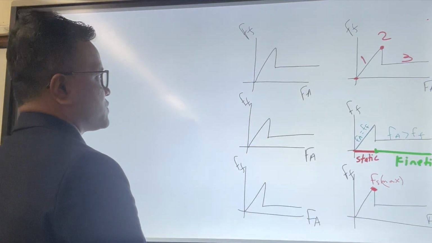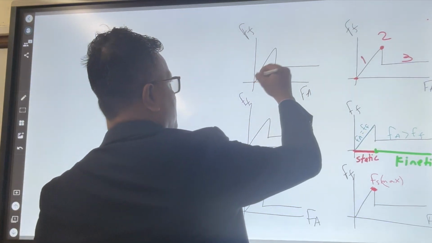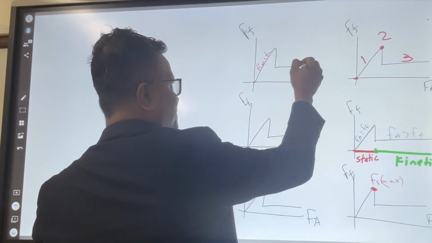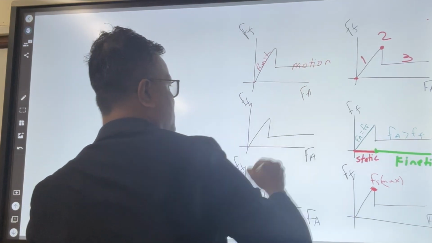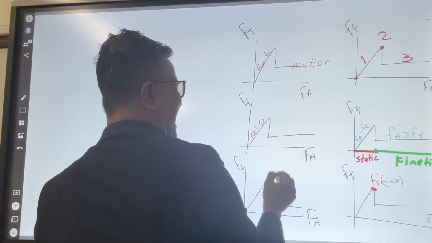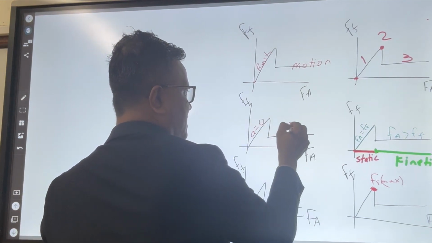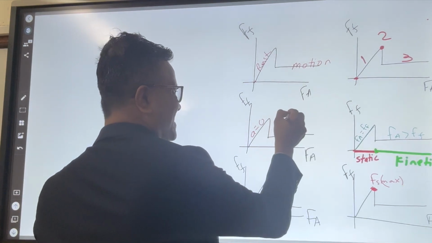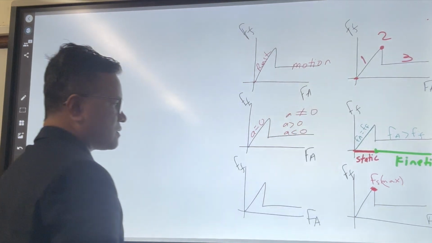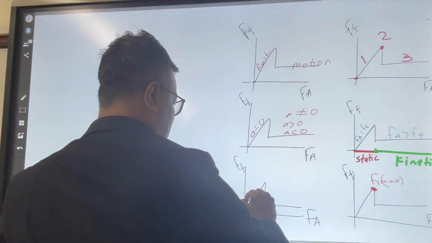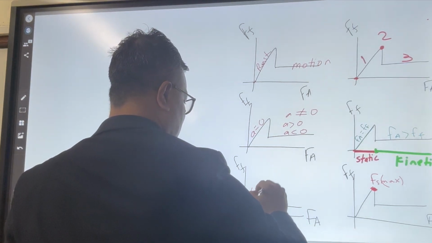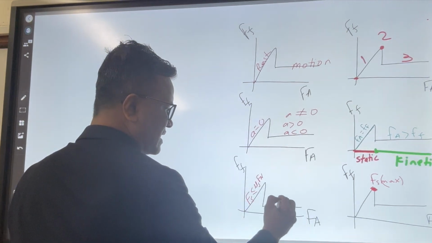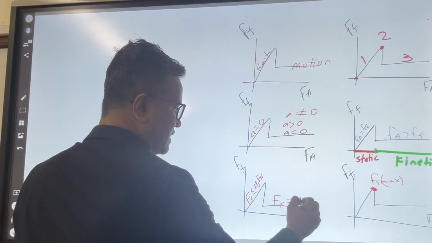Okay, very nice. So then what is this one? This one, the object is at rest. This one, the object is in motion. So what is this one? Acceleration is 0. Acceleration is either greater than 0 or smaller than 0. Acceleration is never 0. So what is that? Fs is less than or equal to mu s Fn. Fk is mu k Fn.